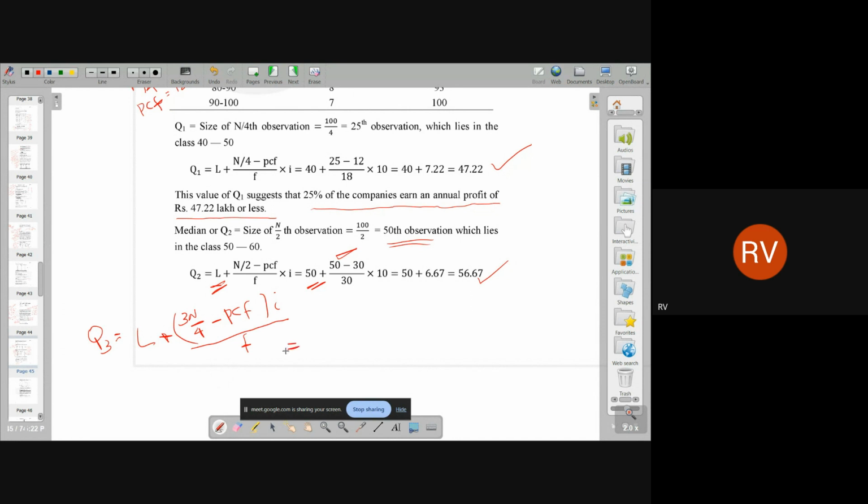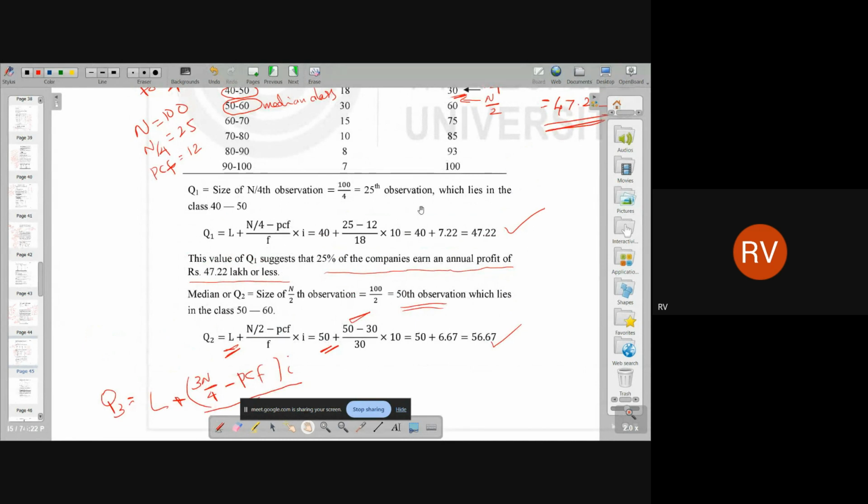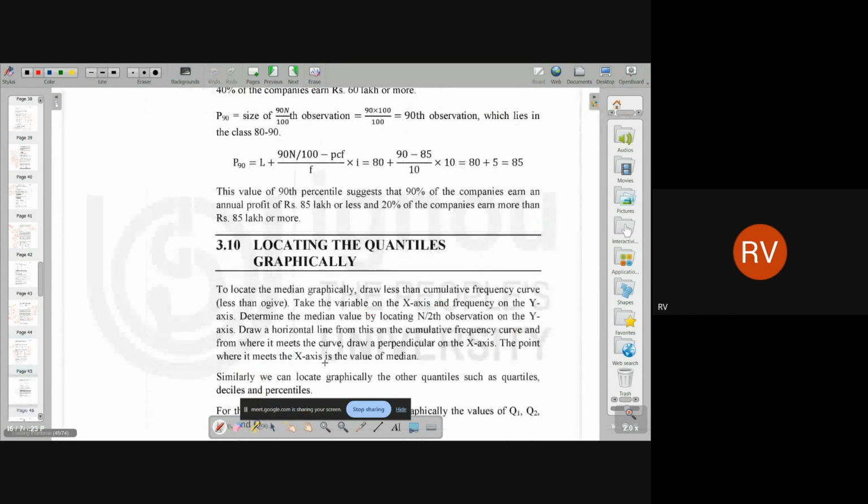L is the lower limit of the class corresponding to 3n by 4. 3n by 4 is 75. The class is 60 to 70, and 60 is the lower limit. So 3n by 4, 75, minus PCF just before, that is 60, into multiply 10. The actual frequency of 60 to 70 is 50, divided by 50.